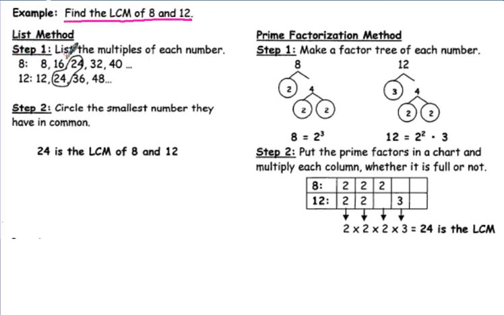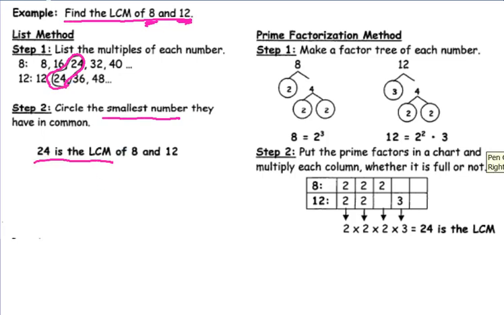List method, step 1: list the multiples of each number. The multiples of 8 are 8, 16, 24, 32, and so on. The multiples of 12: 12, 24, 36, 48, and so on. Step 2: circle the smallest number they have in common. The smallest number that matches is 24. So 24 is your LCM.